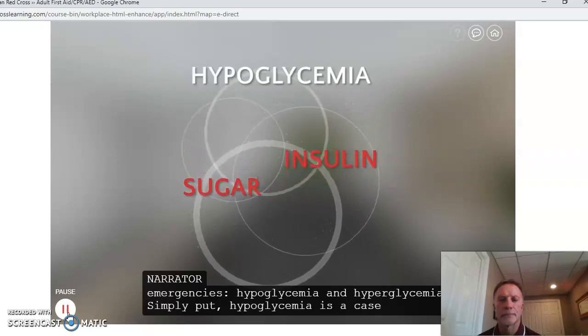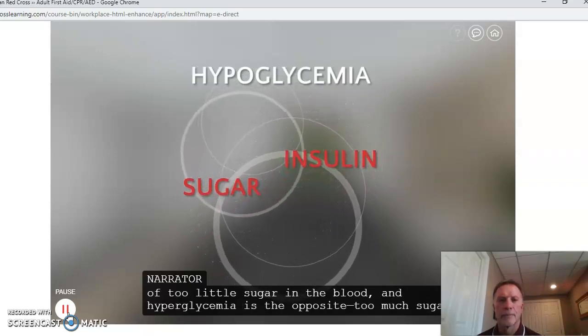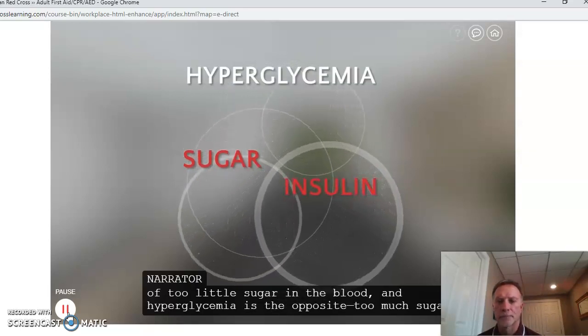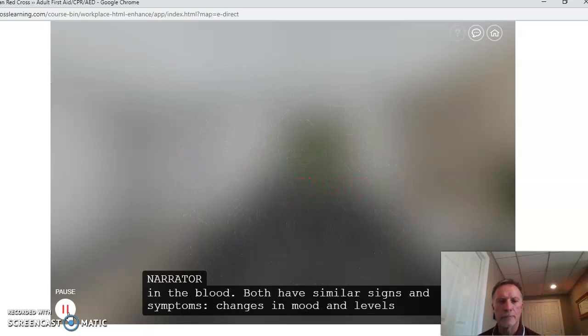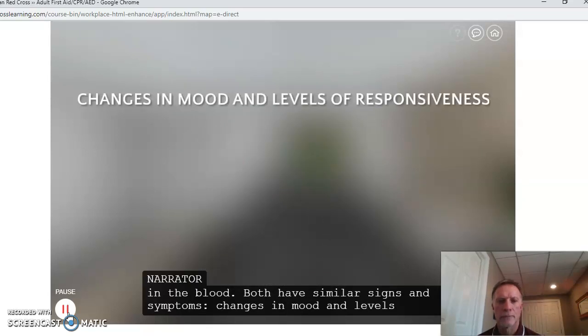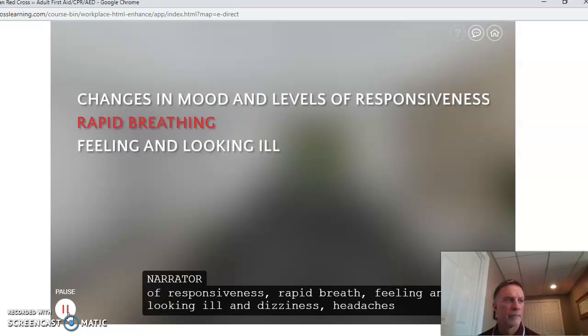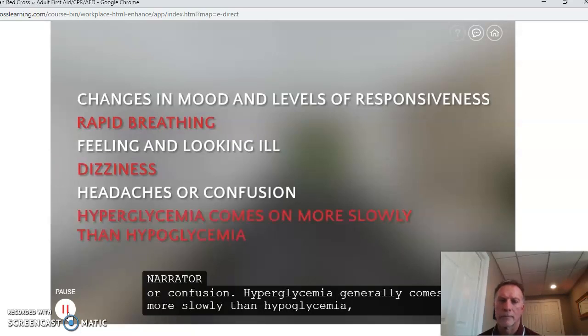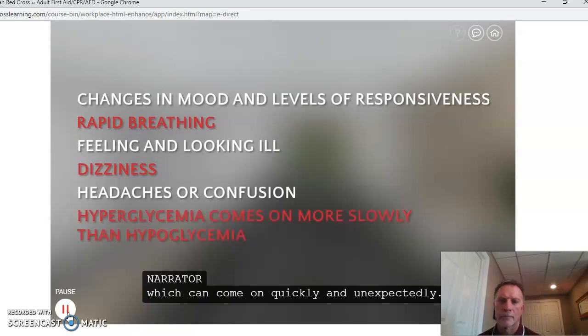Simply put, hypoglycemia is the case of too little sugar in the blood, and hyperglycemia is the opposite, too much sugar in the blood. Both have similar signs and symptoms: changes in mood and levels of responsiveness, rapid breath, feeling and looking ill and dizziness, headaches, or confusion. Hyperglycemia generally comes on more slowly than hypoglycemia, which can come on quickly and unexpectedly.